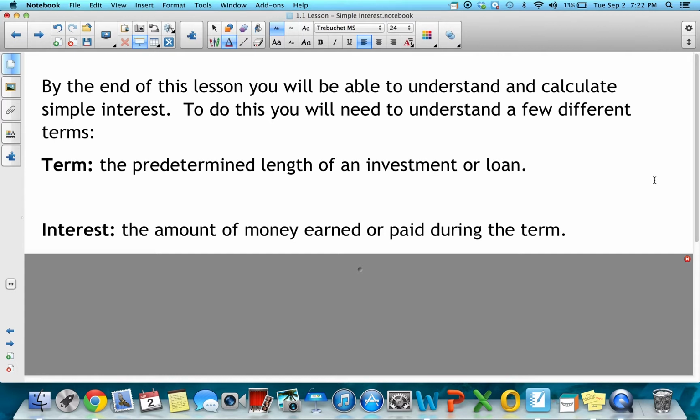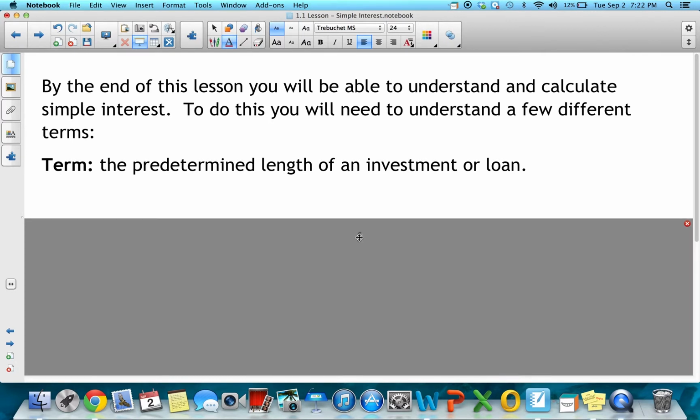To do this, you will need to understand a few different terms. The first one is the word term, and when we're talking about interest and money, the term is the predetermined length of an investment or a loan. It's the amount of time essentially that you hold the loan for. So if you're talking about a mortgage, sometimes the term is 20 or 25 years. If you're talking about a car loan, maybe you're looking more at like 5 years. It all depends on the instance in which you are borrowing or making money in terms of perhaps a GIC or something like that.